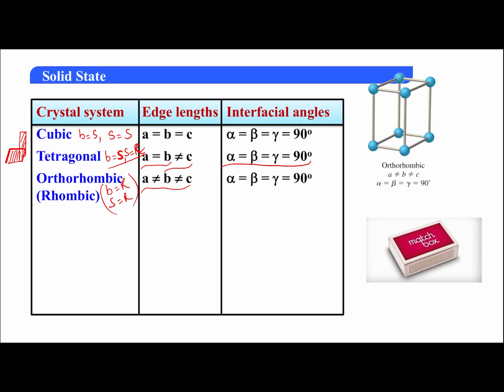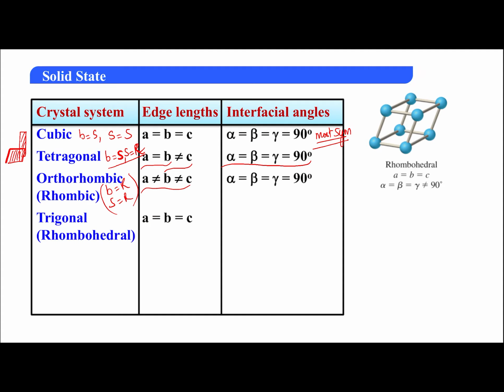An example in real life of orthorhombic is a matchbox. If you know a matchbox, you can see its base is a rectangle, and height-wise or side-wise is also a rectangle. Among these three, which is the most symmetrical one? The most symmetrical one is cubic, because all the lengths are equal, and all the angles are also equal.